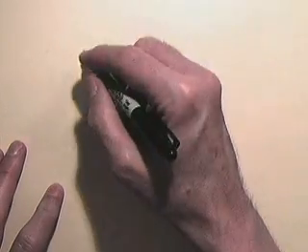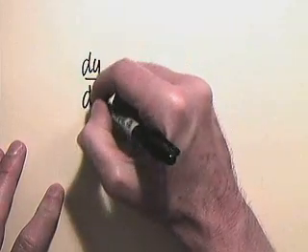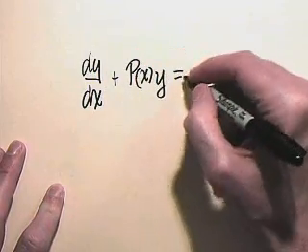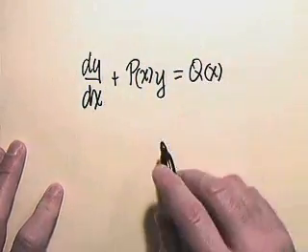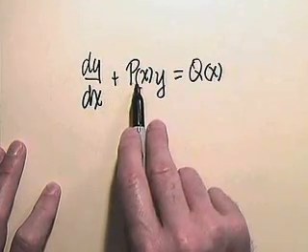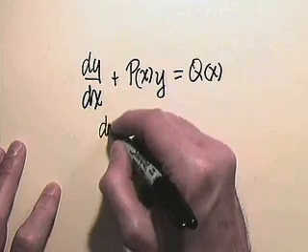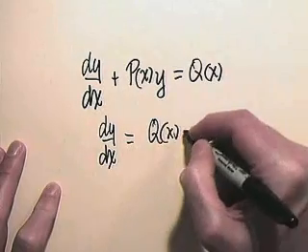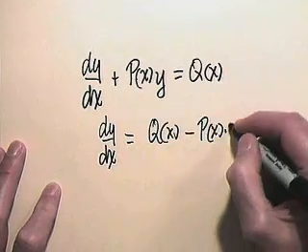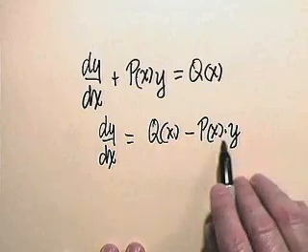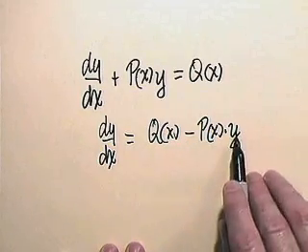Why won't separation of variables work? We've got an equation dy/dx plus p(x)y equals q(x). How would I try to solve this if I wanted to use separation of variables? Well, I'd move this term to the other side: dy/dx equals q(x) minus p(x) times y. And now what I'd have to do is write this as a function of x times a function of y.